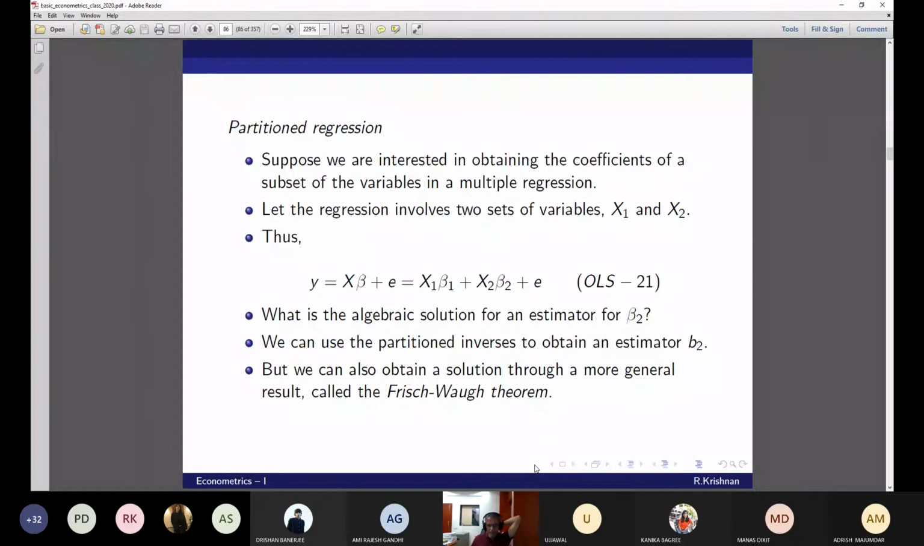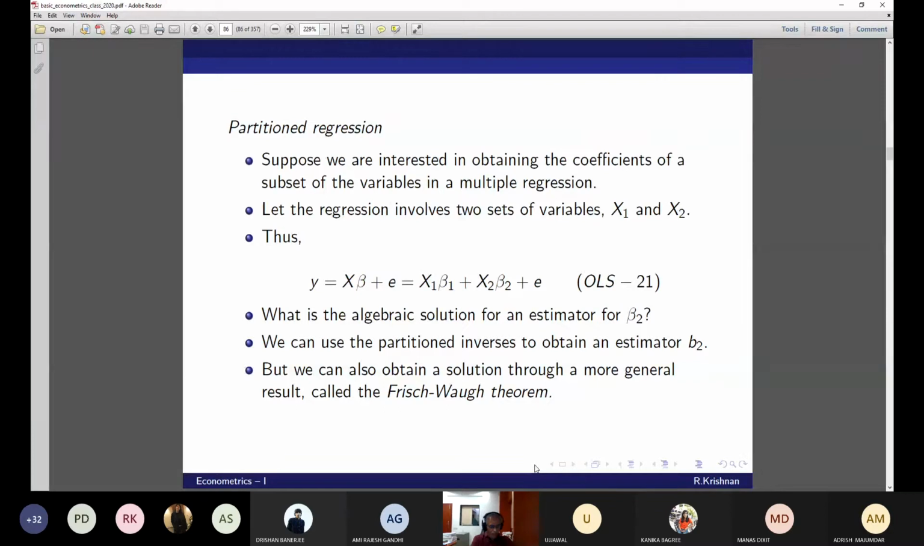And you'll wonder why we need this theorem. We need it many times for theoretical purposes, and we may need it if you have a large panel data setup and you're interested only in a particular segment, a particular country. So you don't have to run the whole panel and everything. This is the advantage of the Frisch-Waugh theorem.